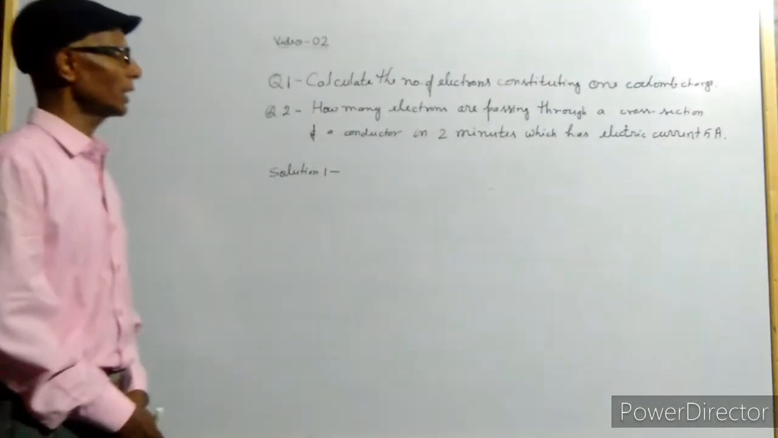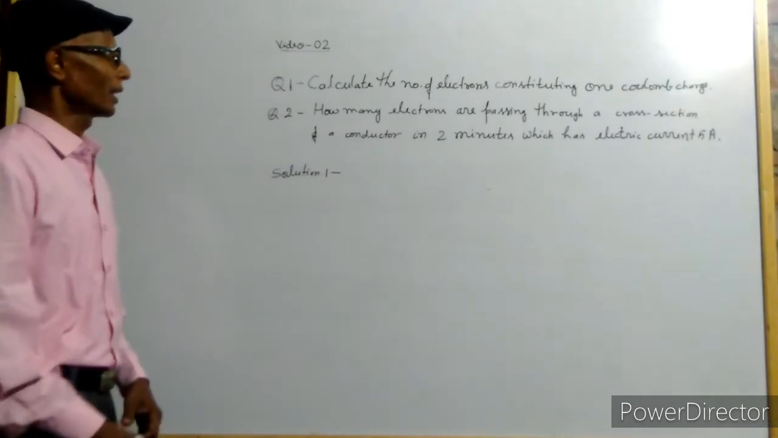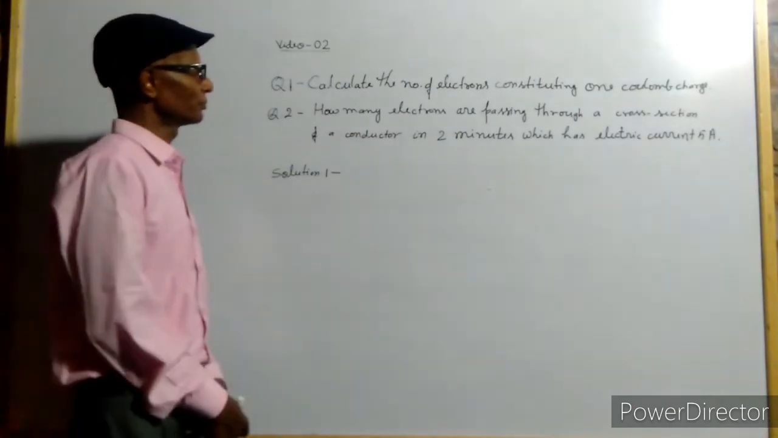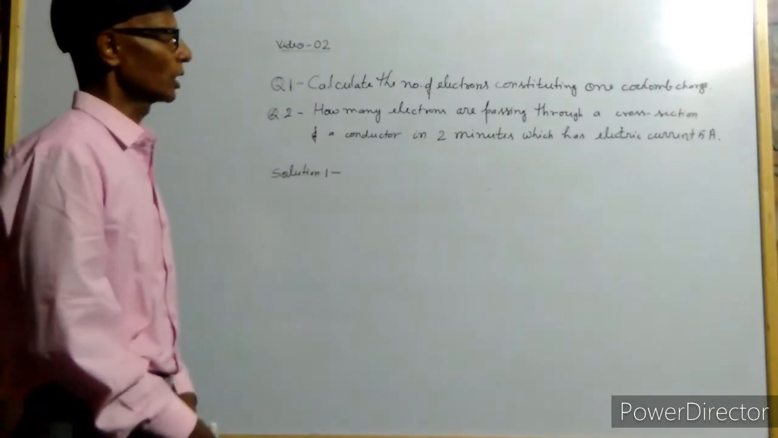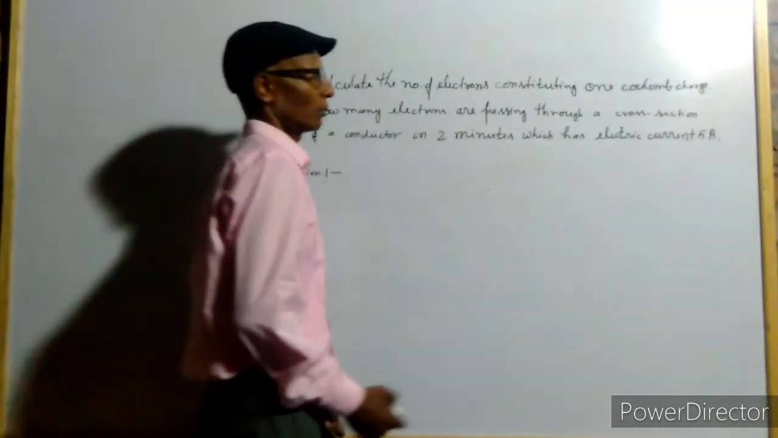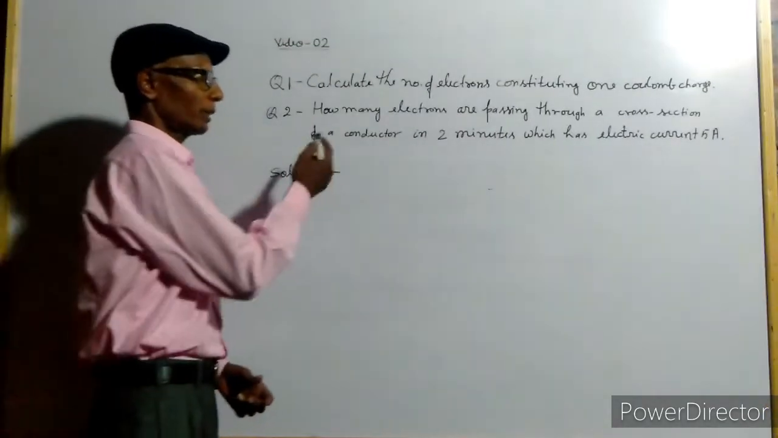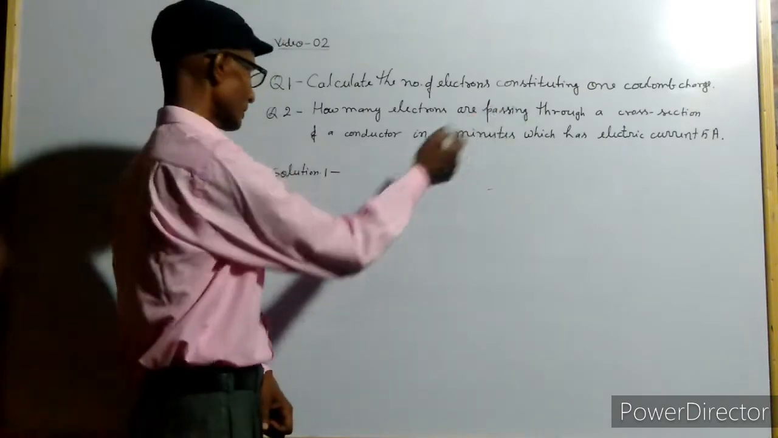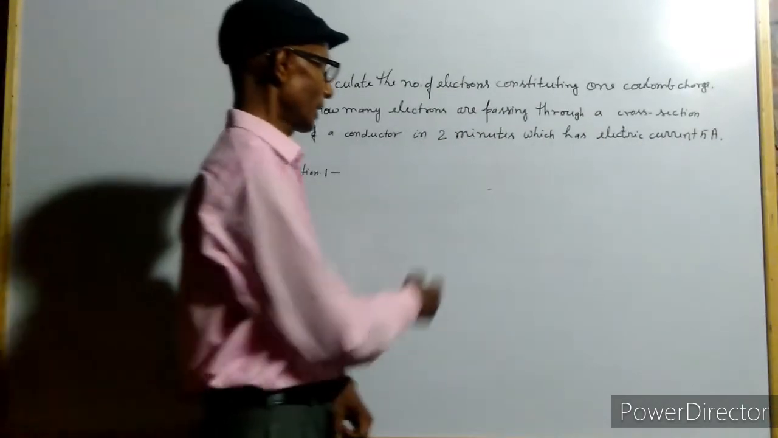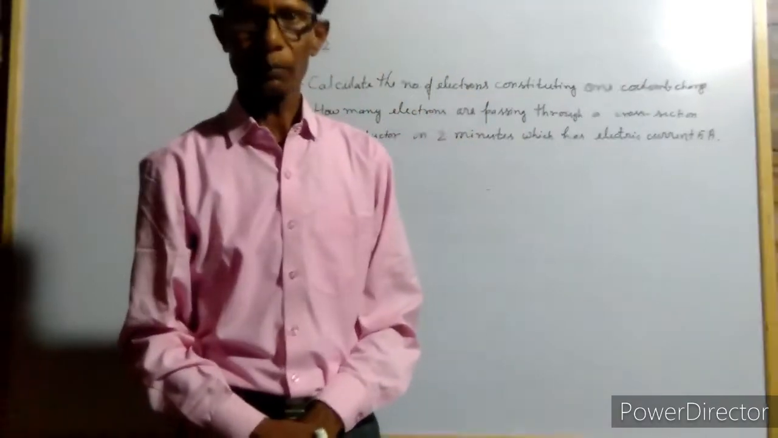Today, we have some questions. Question number 1. Calculate the number of electrons constituting 1 coulomb charge. And second, how many electrons are passing through a cross section of a conductor in 2 minutes which has electric current 5 ampere.